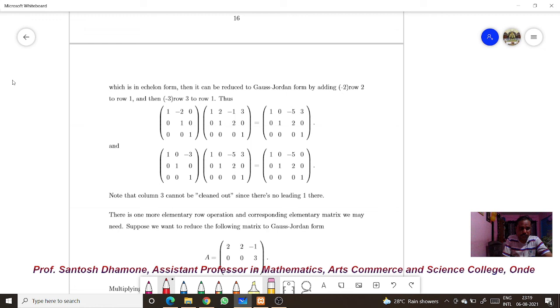Okay students, today I stop with this. In the next lecture we will study the next part of elementary row operations and theorems on it. If you have any query or any doubt, then call me or message me. I will try to solve your query or doubt. Thank you very much.